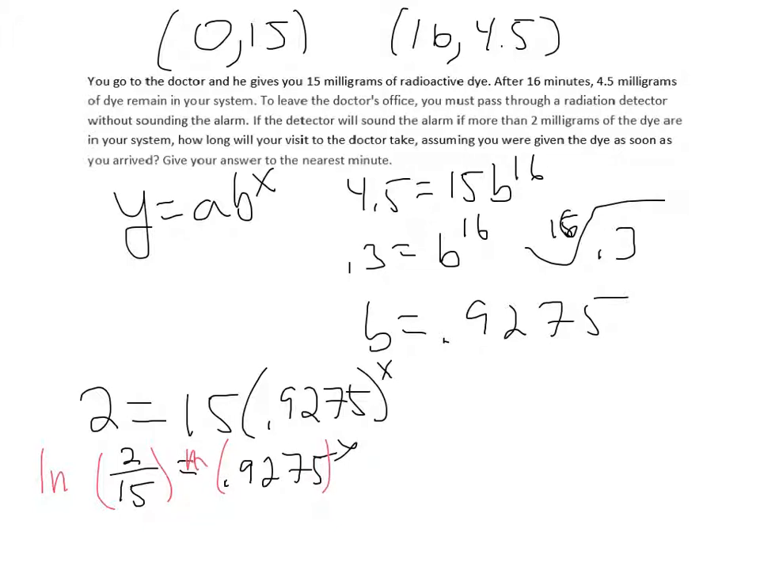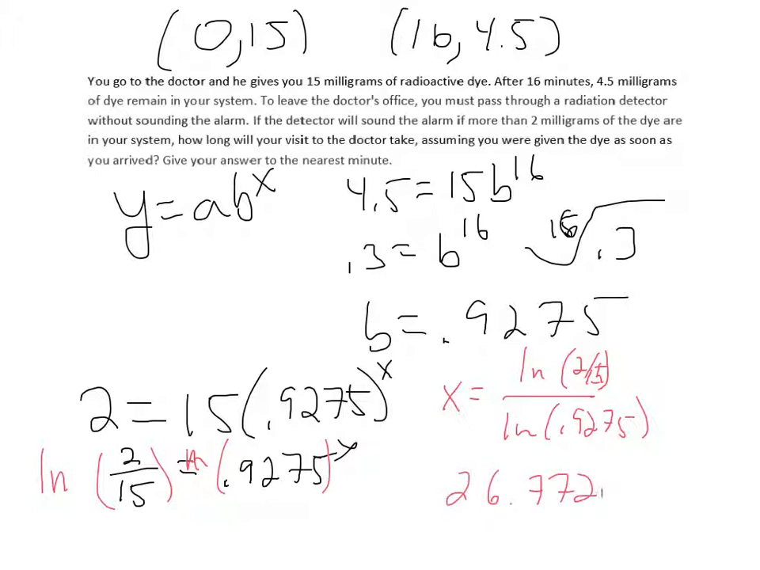So I'm hoping you're at the point where you realize that all you've got to do to find x is to take the natural log of 2 divided by 15, divided by the natural log of 0.9275, and that'll tell us our answer. And when I did this earlier, I came up with 26.772 minutes.